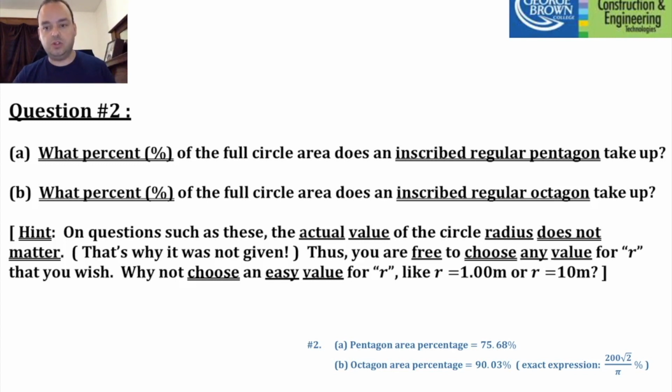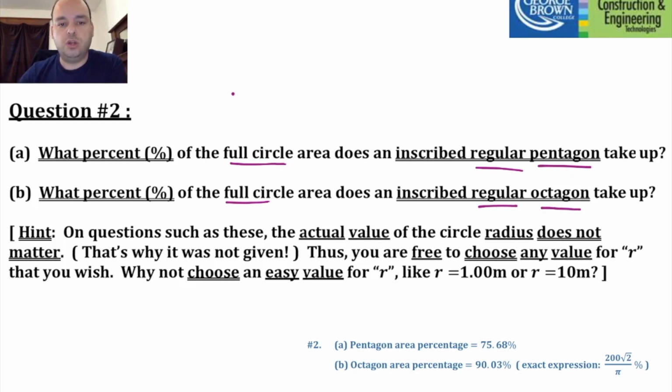So in this first example, we're talking about what percent of a full circle does an inscribed pentagon take up? And I should mention the word regular here. And in the second question, as a follow-up, what percentage of a full circle does a regular octagon occupy?